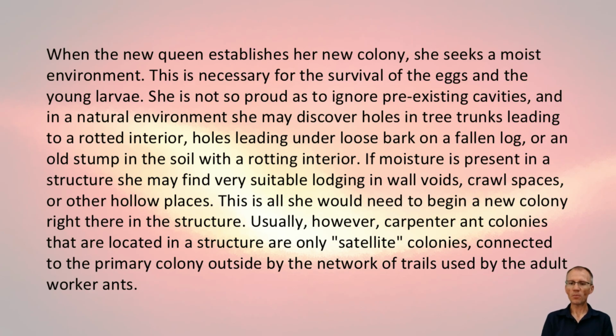If moisture is present in a structure, she may find very suitable lodging in wall voids, crawl spaces, or other hollow places. This is all she would need to begin a new colony right there in the new structure. Usually, however, carpenter ant colonies that are located in a structure are only satellite colonies, connected to the primary colony outside by the network of trails used by the adult worker ants.